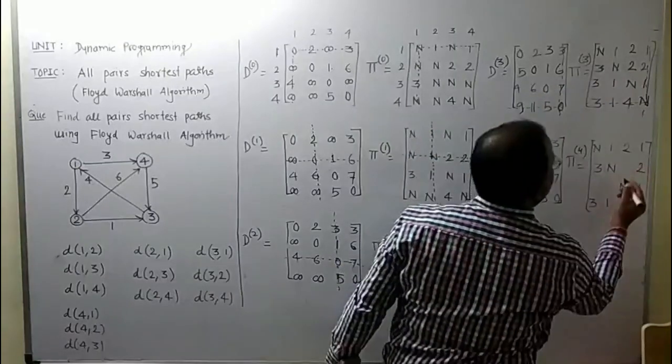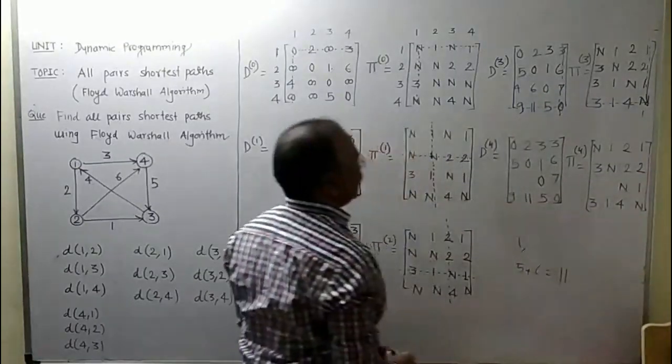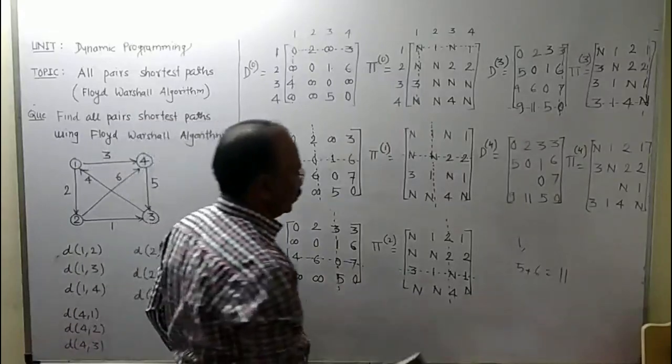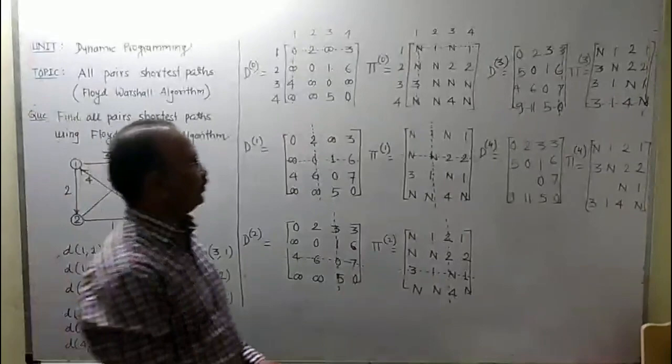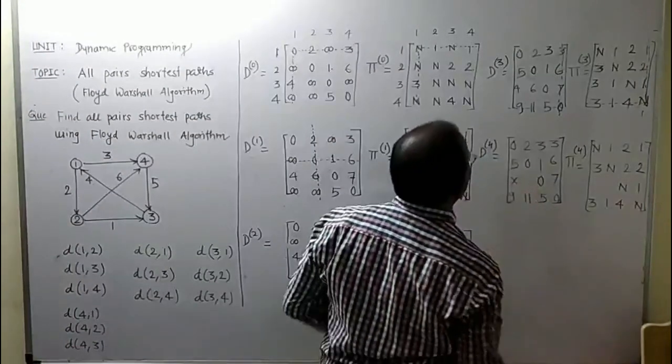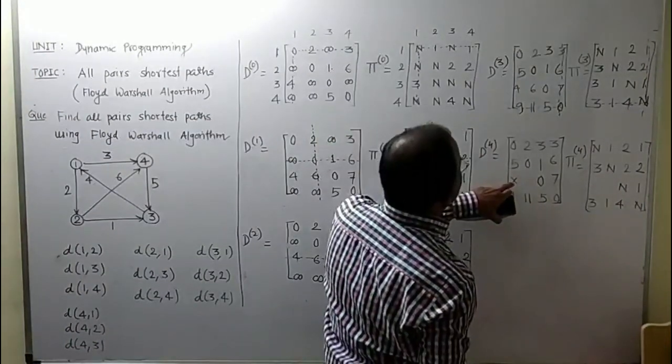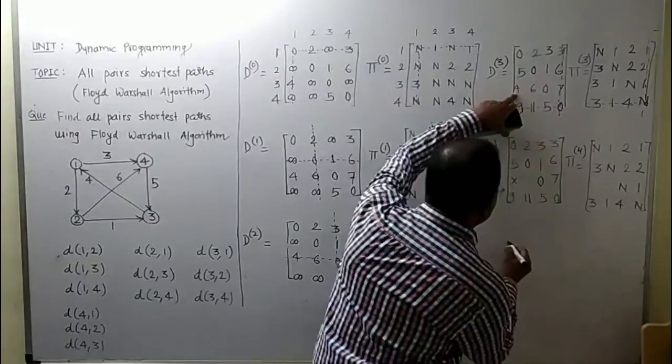1. Now here is 2. No change in the second row. Then try to fill up the third row. This place. Now go to the same place in D3. So you will get the value 4.